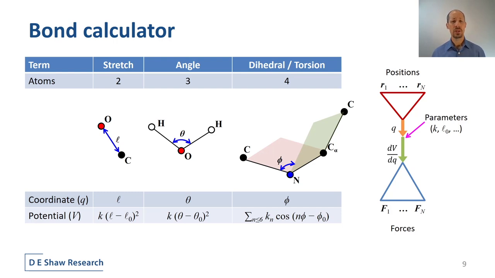The Anton 3 bond calculator keeps bonds off the critical path of the force computation, increases availability of the GC for other work, and reduces overall energy per time step by about 20%, using only 3% of the total die area.